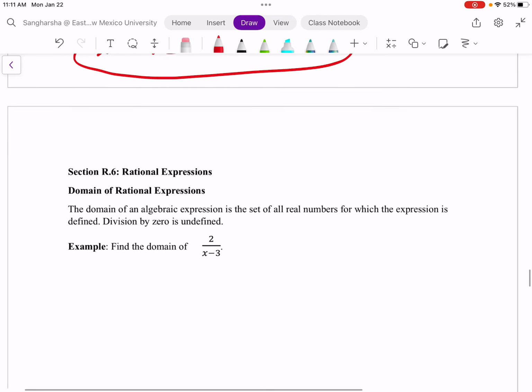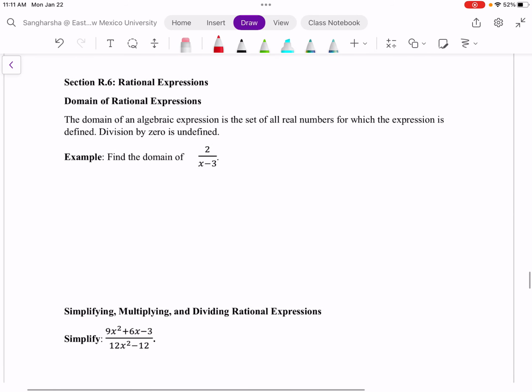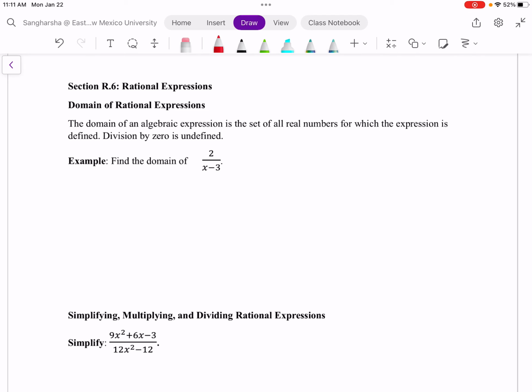Okay. Now the next section. Here we have the rational expression.